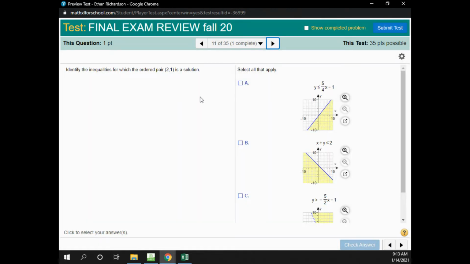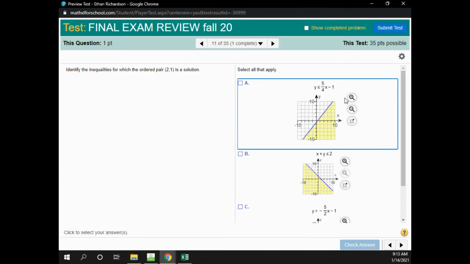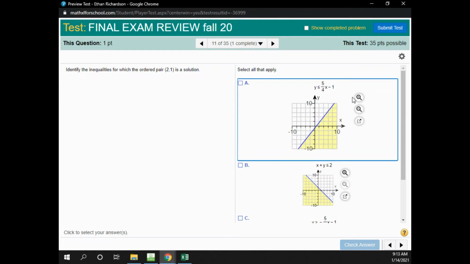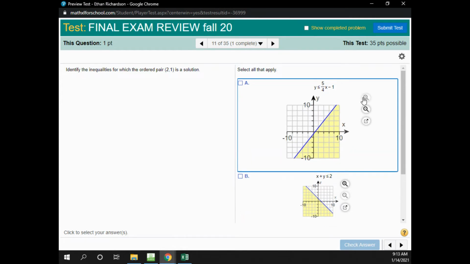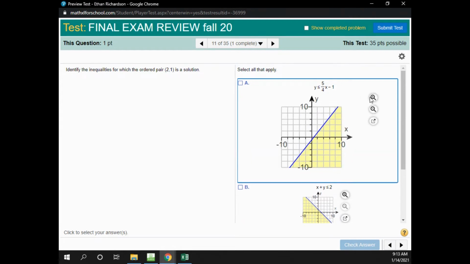Okay, number 11 says identify the inequalities for which the ordered pair 2, 1 is a solution. And this is one that is really pretty easy. You basically find that point, the ordered pair 2, 1, and you have to go back and see, all right, is 2, 1 in the shaded region on this graph?